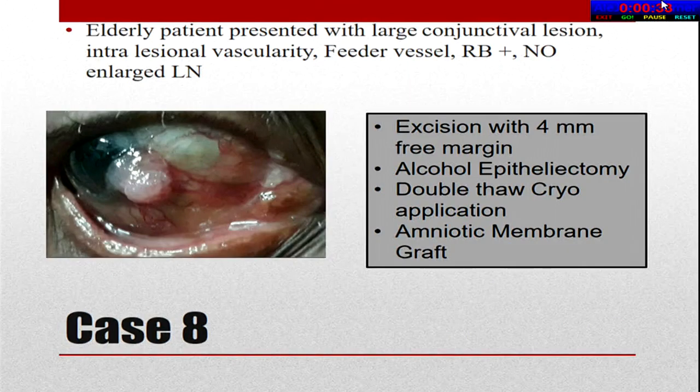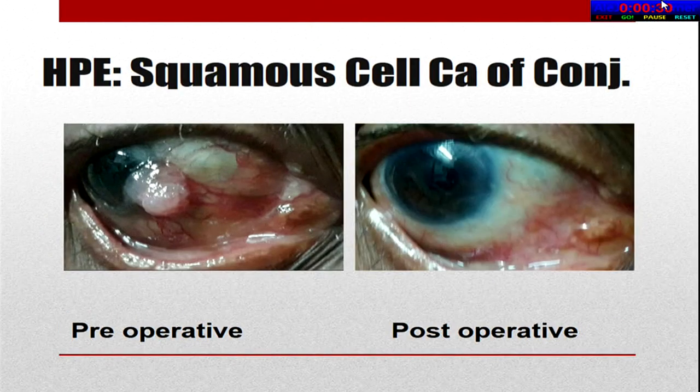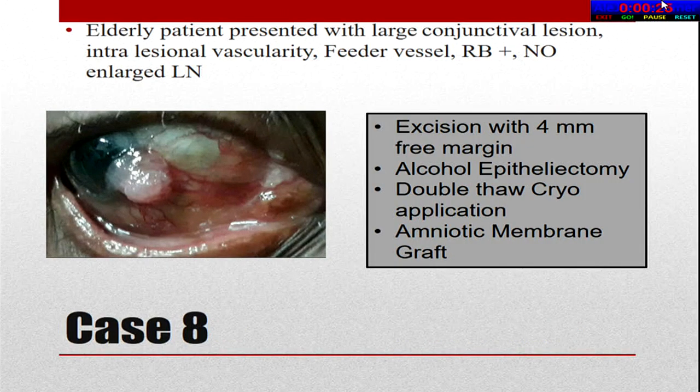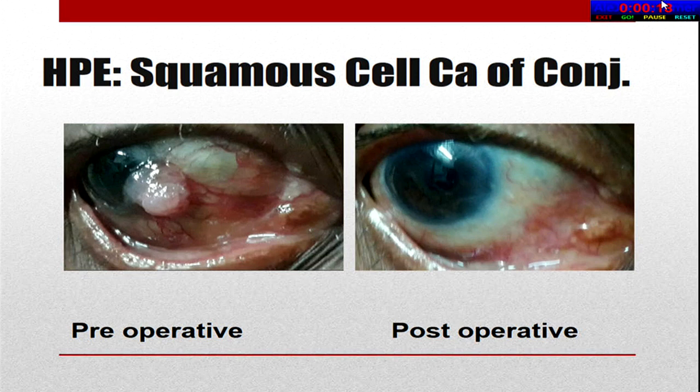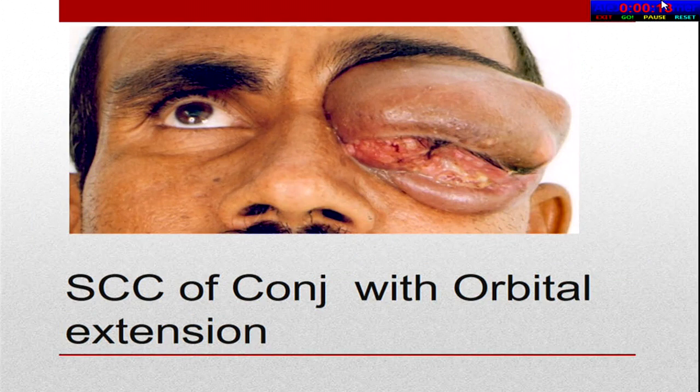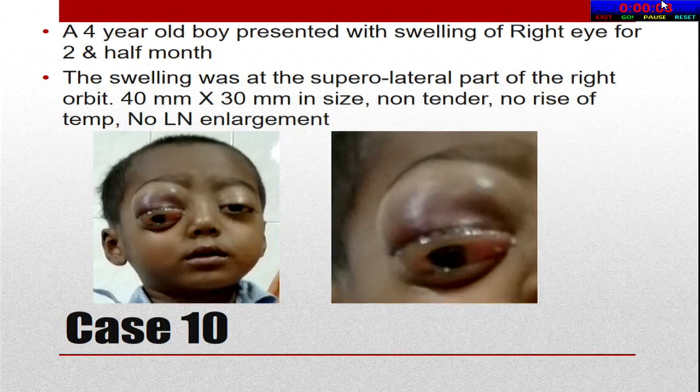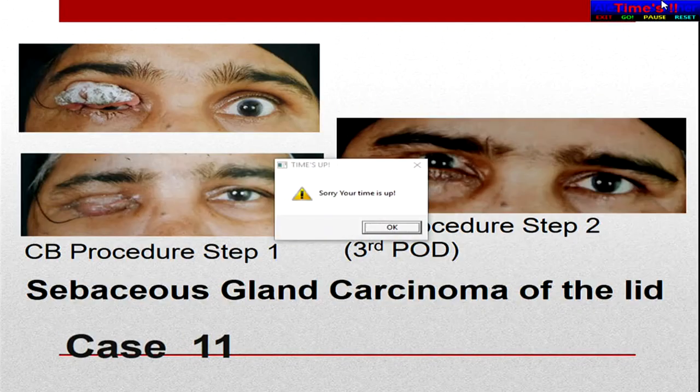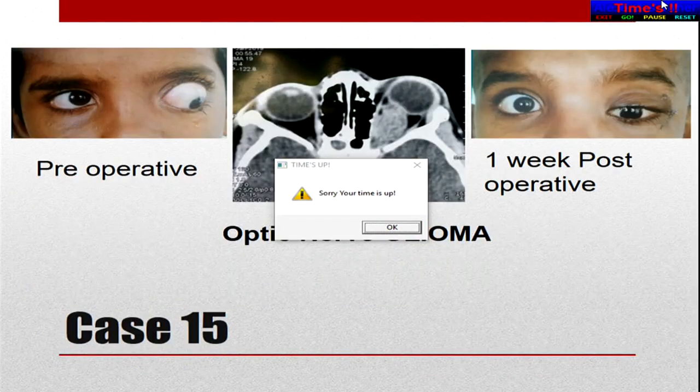Capillary hemangioma, I can show you. With squamous cell carcinoma, after excision with 4 millimeter free margin, alcohol epitheliectomy, cryo and amniotic membrane, this is how we treat and the outcome. The patients are doing well. But we get this type of case with squamous cell carcinoma with orbital extension, where exenteration is the treatment. Thank you. I had many cases, but okay, thank you.